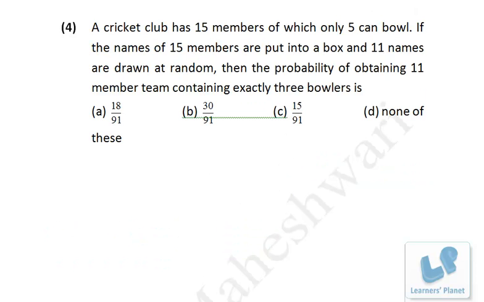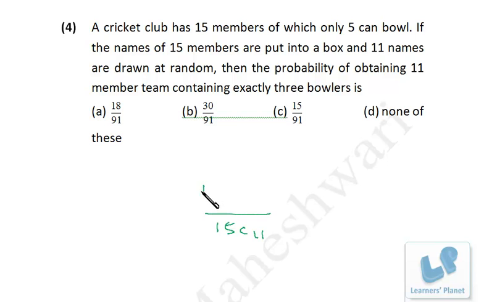Now this question. A cricket club has 15 members of which only 5 can bowl. If the names of the 15 members are put into a box and 11 names are drawn at random, find the probability that the 11-member team contains exactly 3 bowlers. So precisely there are 10 people who can bat and 5 can bowl. So we have to find out 11 persons out of 15, right?